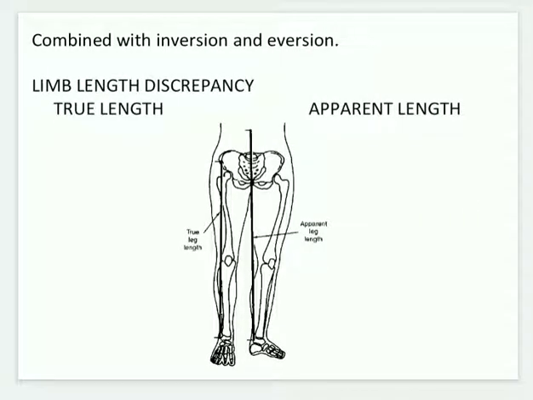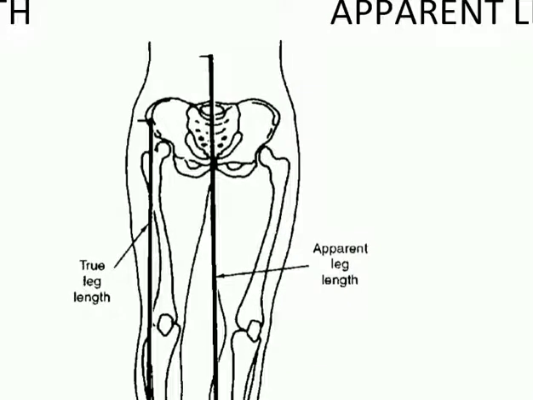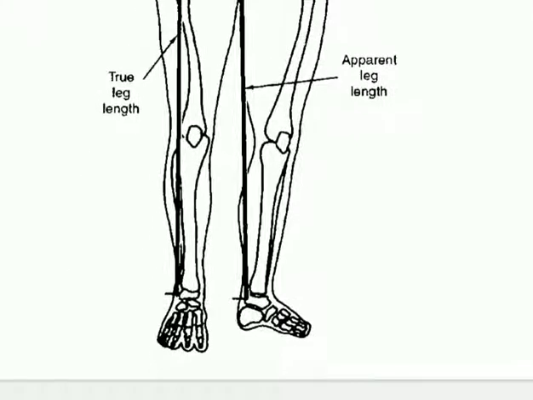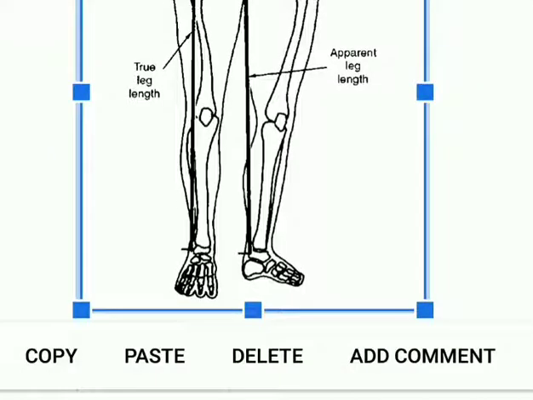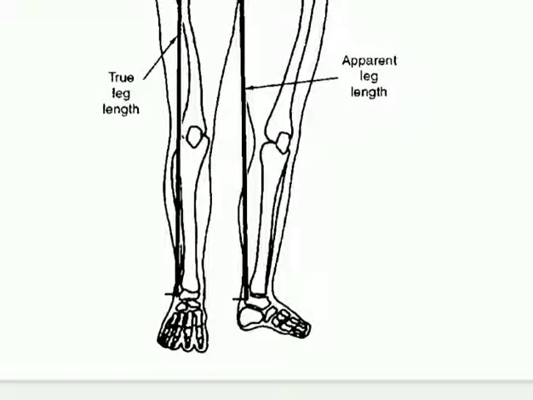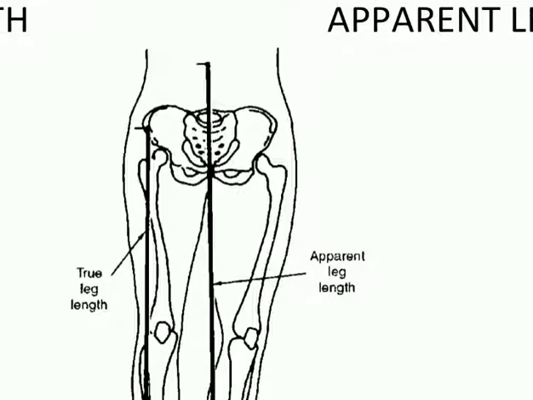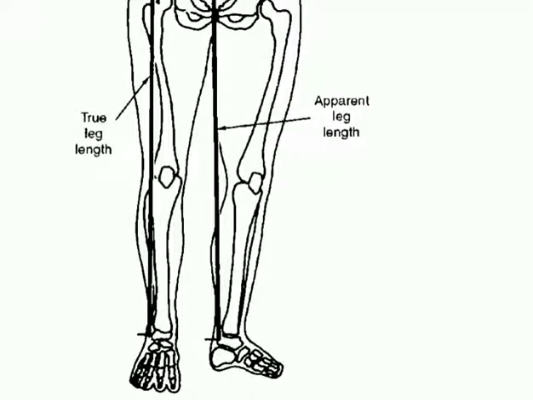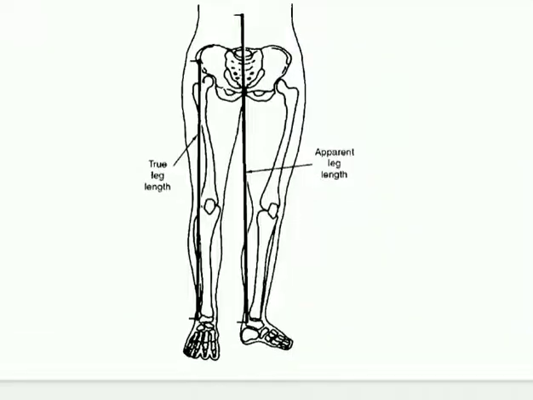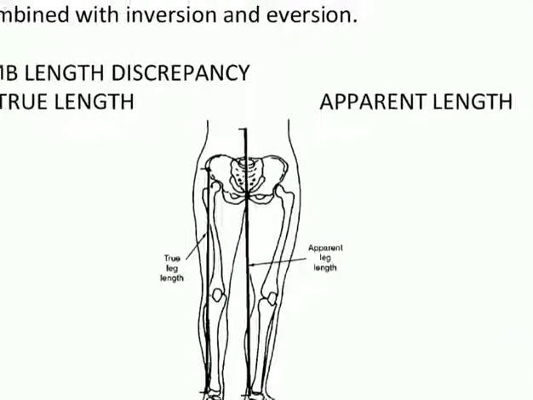And next, the last for your motor examination: true length and apparent length. True length, you can check from the ASIS to the lateral epicondyle of the knee, and from there to the medial malleolus. Whereas apparent length, you can check from your xiphisternum or umbilicus to the medial malleolus. That is your examination of the motor system in limb length discrepancy.